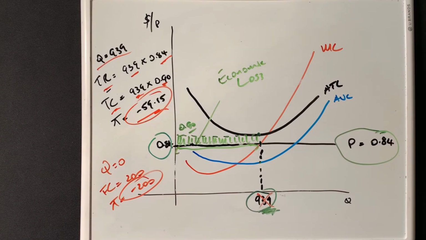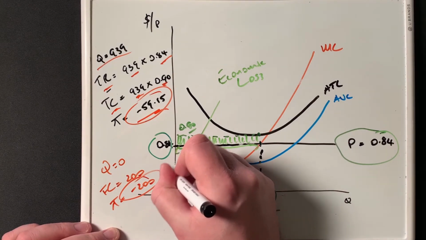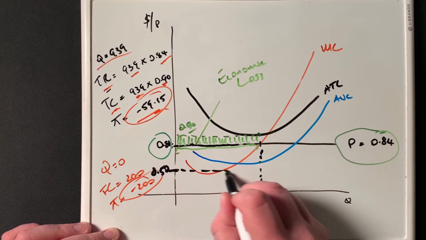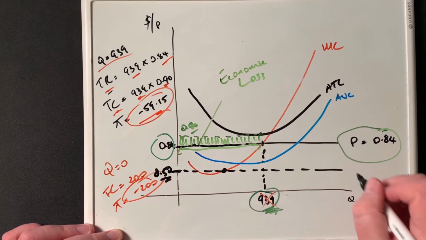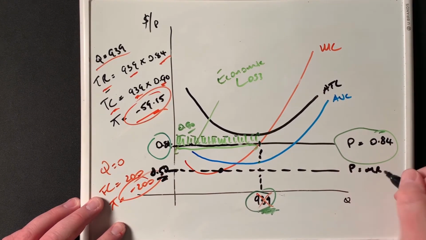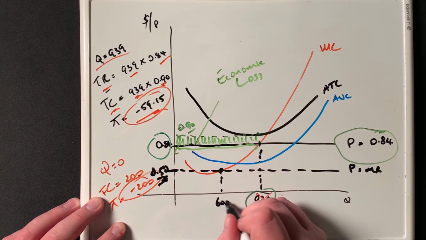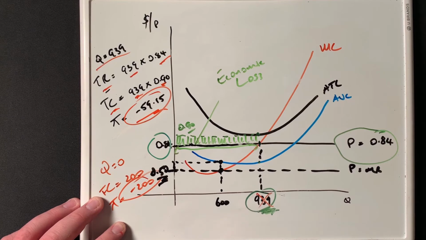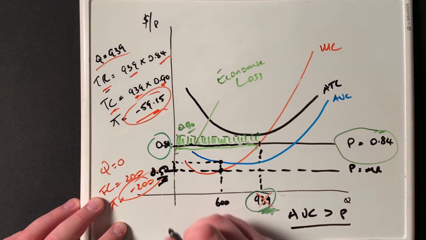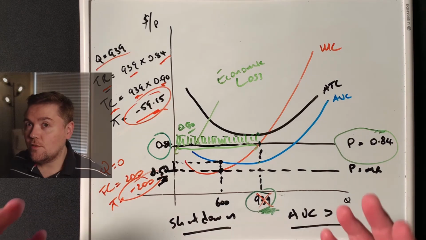If the price were to fall well below the average variable cost curve, say down to 50 cents, and you go across to the curve here, you would find that the marginal cost curve and the marginal revenue curve, this is the price equals marginal revenue of 50 cents, will hit here and you'll have some level of production, maybe it's 600 units. But if you go up to the average variable cost curve, you'll find that the average variable cost of producing those units exceeds the price. And if that's the case, then you should, what we say, shut down.